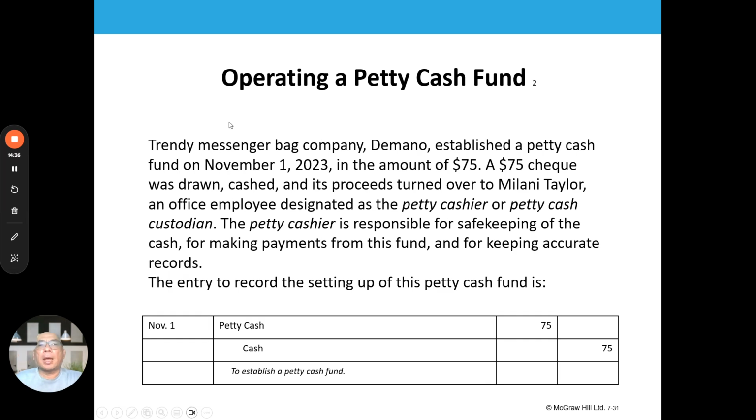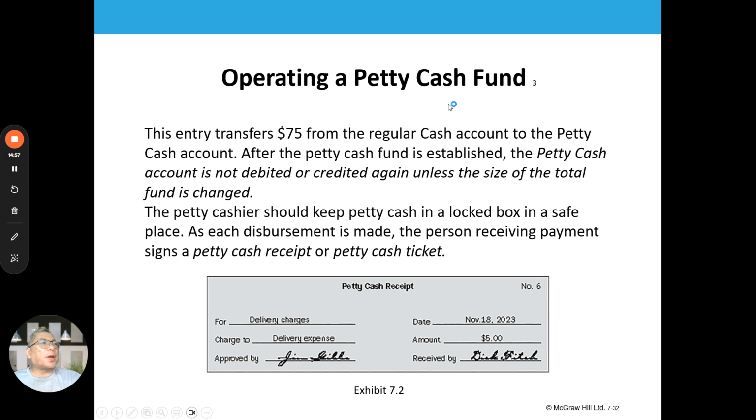Example: Trendy Machine Bag company, Limono, established a petty cash fund in November 2023 in the amount of 75. So how do you book it? Petty cash debit 75, cash credit 75. This is how you book it in terms of record keeping. The entry transfers 75 from regular cash to the petty cash account. The petty cash fund is established.